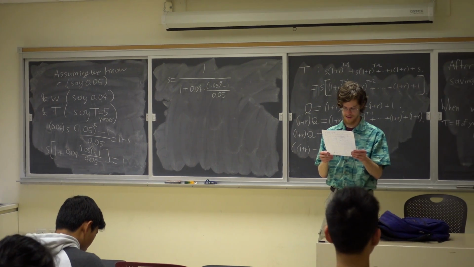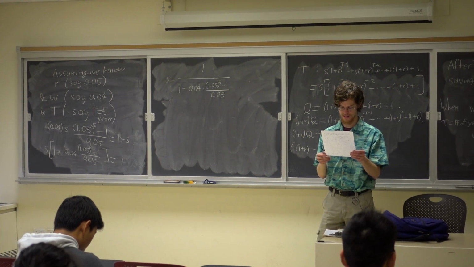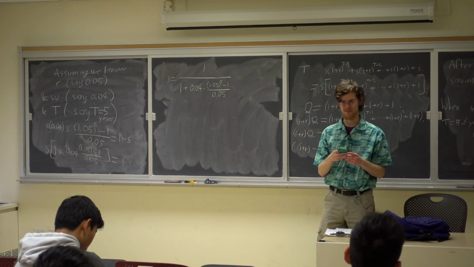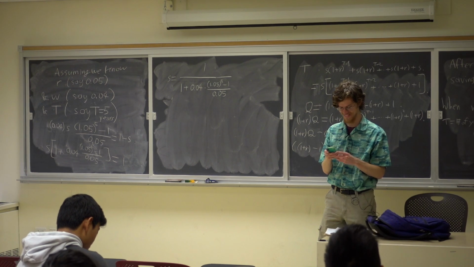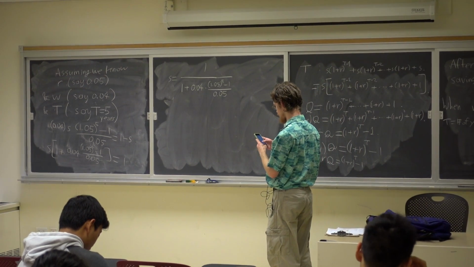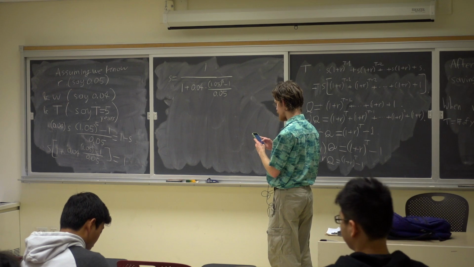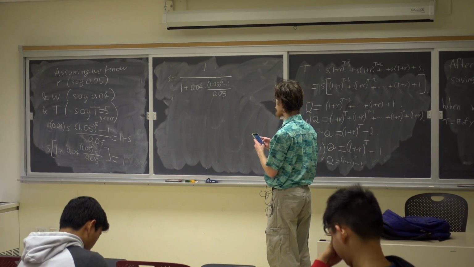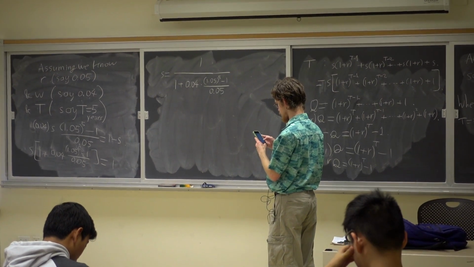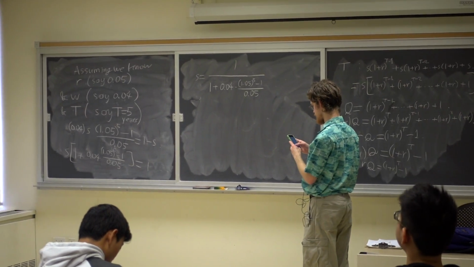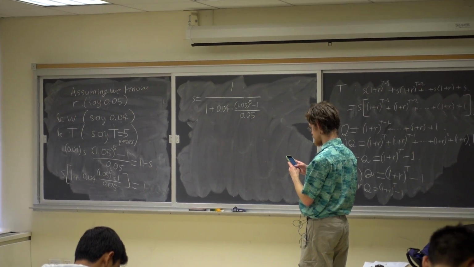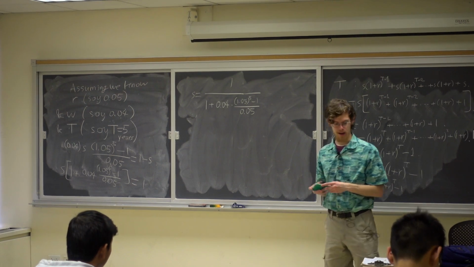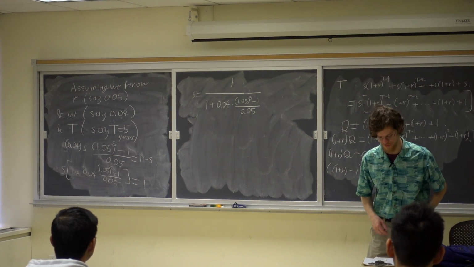We get that, let's see. I don't know the answer. I'll ask Google. Let's see. So we have 1 over 1 plus 0.04 times. OK, you know what? I think it'll take me a long time to type these numbers into Google.